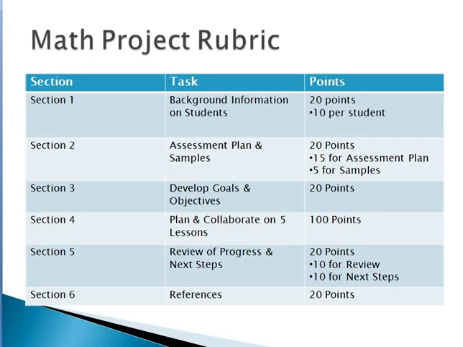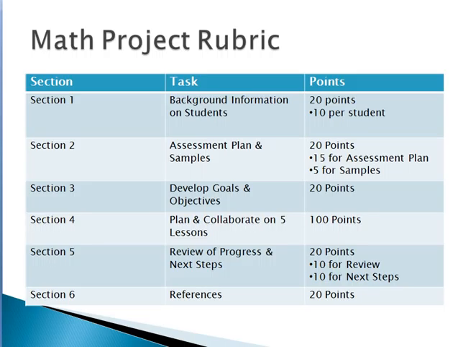As you can see here, your background information on students is 20 points possible, 10 points per student. Assessment plan and samples is 20 points, 15 points for your assessment plan, 5 points for samples. And what I mean by samples is I'd like a print off of the test score report, or I'd like to see the actual test that the student completed, or other curriculum-based measurement example that the student completed as a sample of what you collected for your assessment.